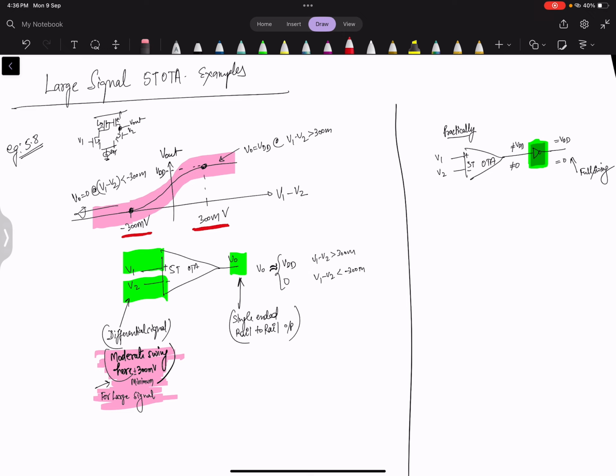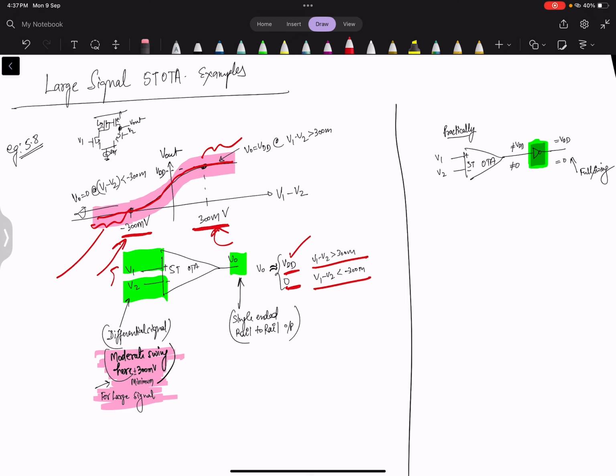So for example, this is the characteristic of that 5 transistor OTA. Now for example, let's say this is minus 300 and 300 millivolt, before which the output is 0 and after which the output is VDD. It's not exactly VDD or exactly 0, but near to VDD and near to 0. Then we can see here closely that the output is defined either VDD or 0 depending upon the difference in the input.